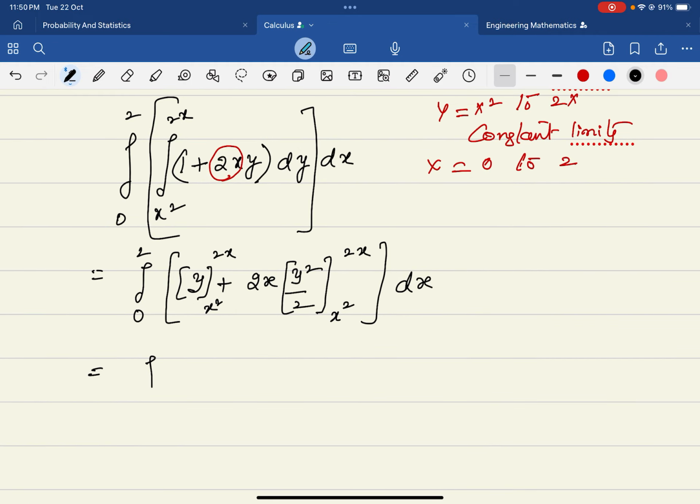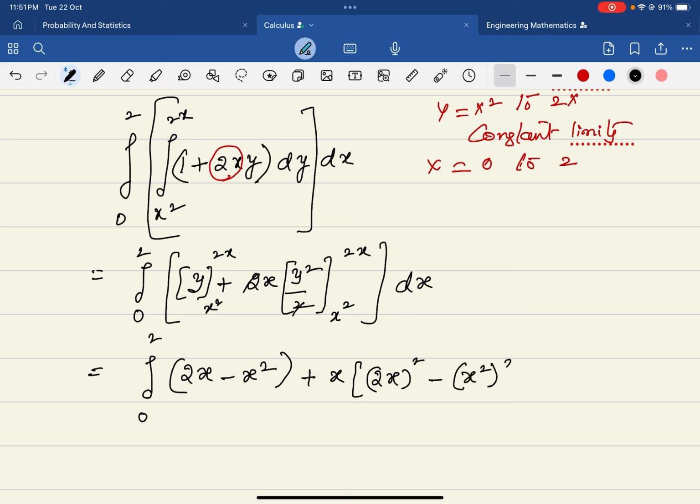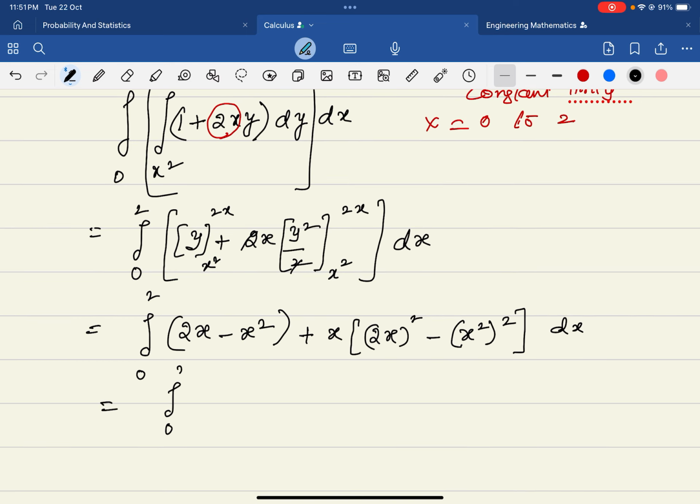Now let us see what it is. Integral 0 to 2, upper limit is 2x, lower limit is x square. Now this 2 gets cancelled. You can write x times upper limit 2x the whole square minus lower limit x square the whole square dx. Now what does it give us? Integral 0 to 2, 2x minus x square plus 2x the whole square is 4x square, correct? It is 4x square. 4x square into x becomes 4x cube. And this is x power 4. x power 4 into 4x is x power 5 dx.